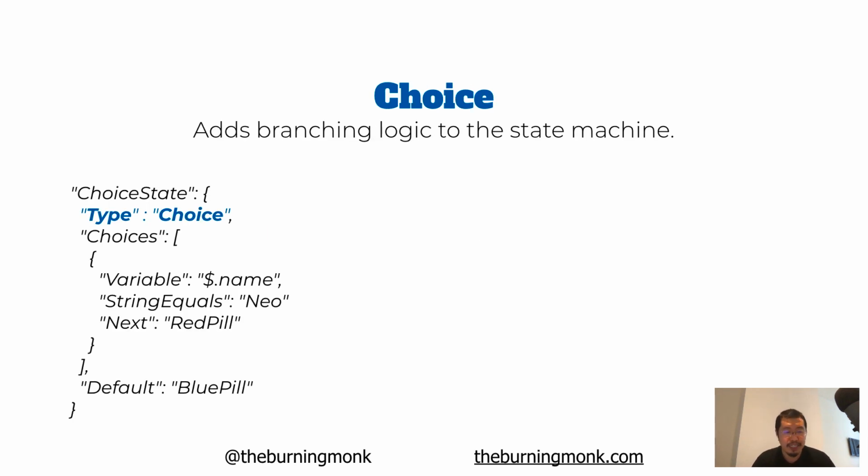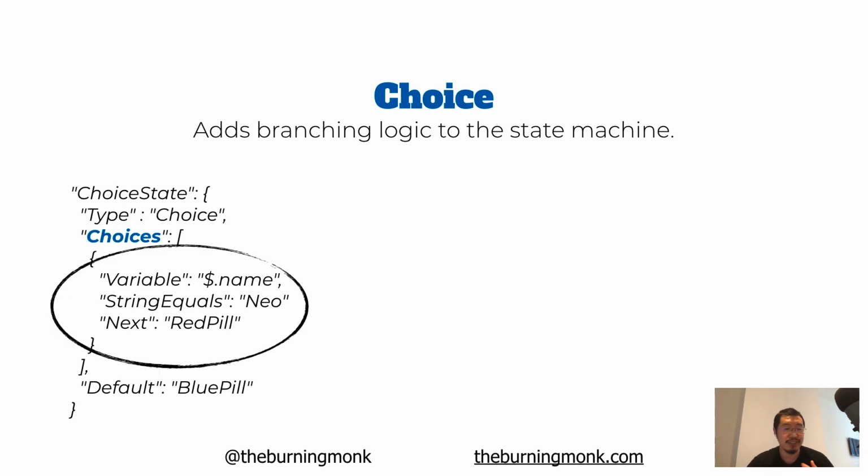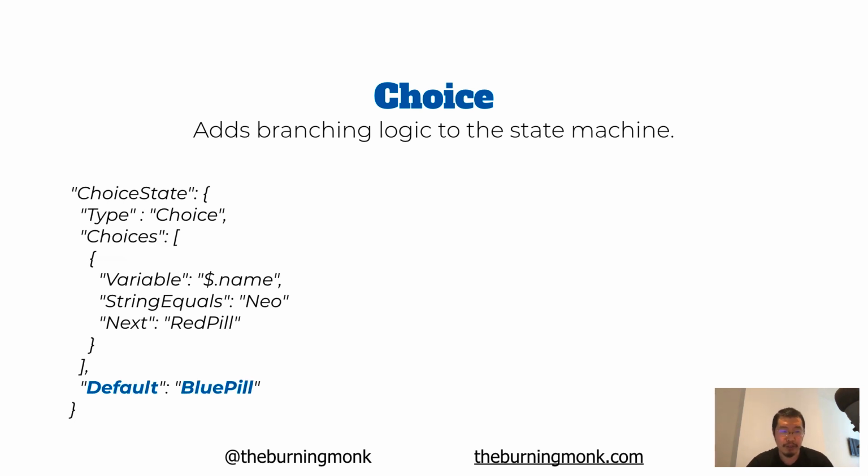And then you have the choice state, which allows you to add branching logic to your state machine. You can specify the branching conditions in this choices array, and each of these conditions would specify a next state, so that when it's matched, you tell the state machine what state to transition to. In this case, if the input contains a name attribute and it equals nil, then our execution flow would move to the red pill state. You can also specify a default, so that if none of the choices match, this is our default branch to go to the blue pill state.